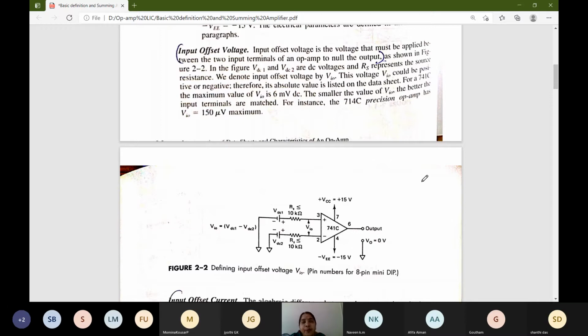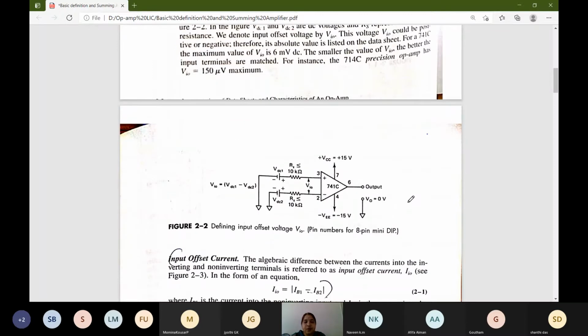So we have to make this output voltage 0. To make that output voltage 0, some voltage will be applied to the input. That we call the input offset voltage. Input offset voltage is the voltage that must be applied between the two input terminals of an op-amp to null the output. That is important. To make the output 0.